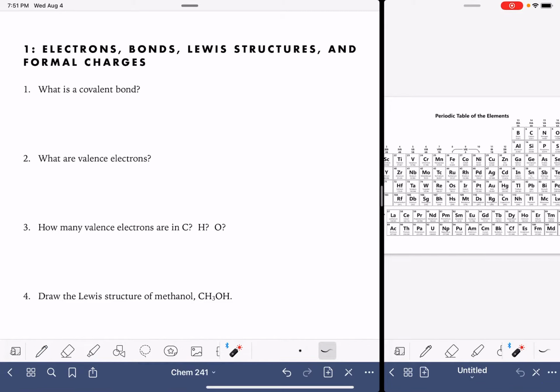So this worksheet is going to be going over bonding, Lewis structures, and formal charges, mostly stuff that was covered in general chemistry, so it's mostly going to be a review.